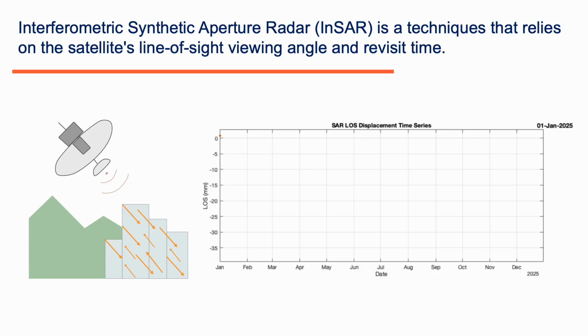To obtain deformation time series, techniques such as persistent scatterer interferometry analyze many images of the same area and identify stable reflectors, like buildings or exposed rocks, that repeatedly return a consistent signal. After processing these observations, we retrieve deformation time series at numerous ground points.